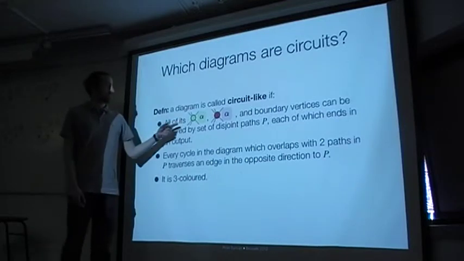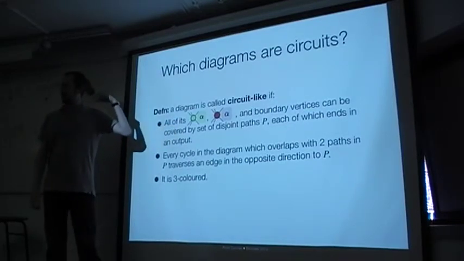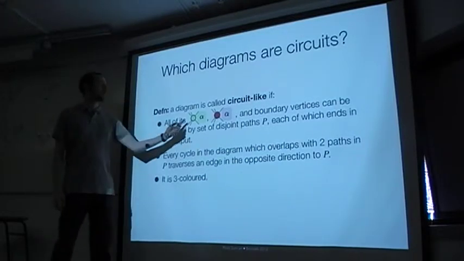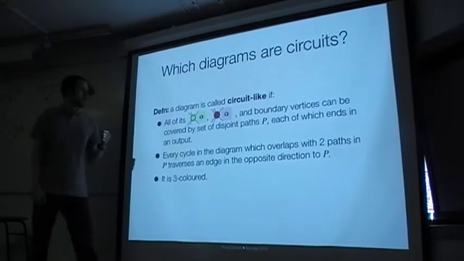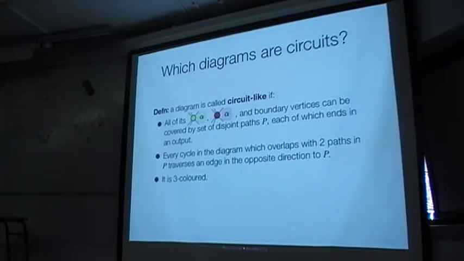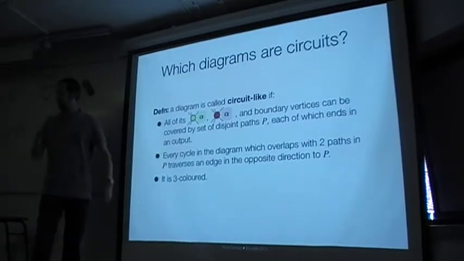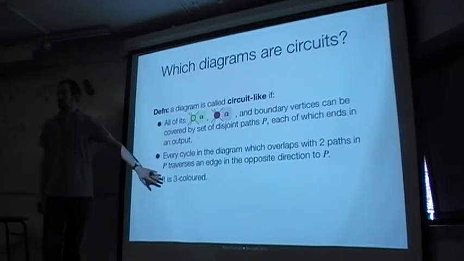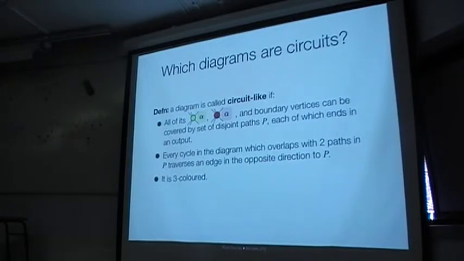So I want to put a path covering on the diagram. It's going to cover all of the vertices, and each path should be disjoint from all the others. So it should cover all of these vertices. And if the graph contains a cycle, then at least one of the edges that traverses the cycle must go against the direction of at least one of the paths. So this is a causality condition, right? So you don't have loops in your circuit. And this last thing is just a technical thing to stop degenerate things creeping in. So don't worry about that.